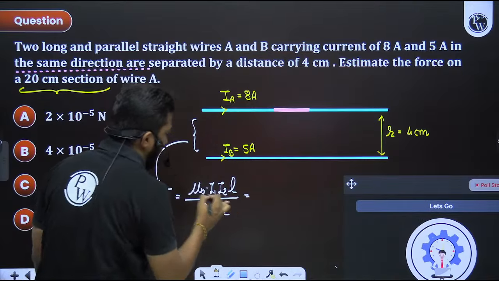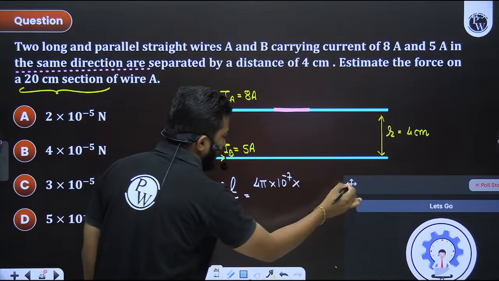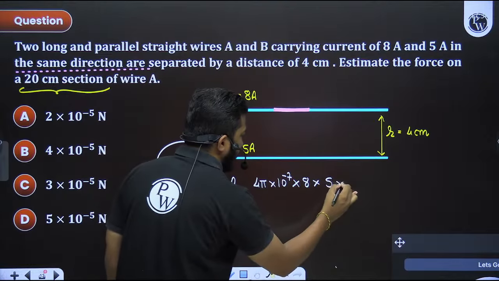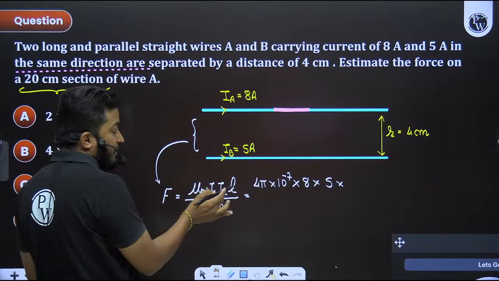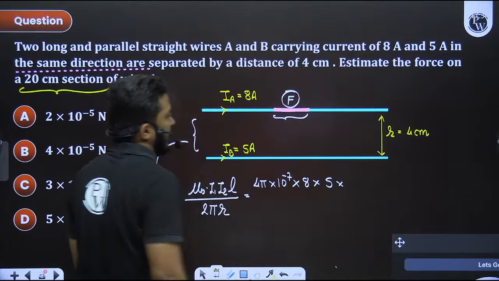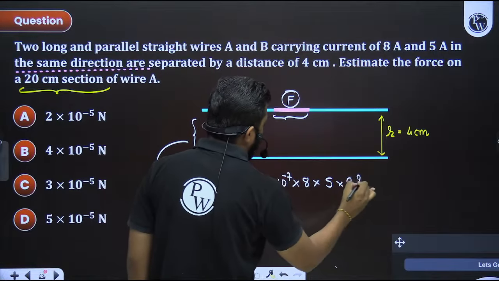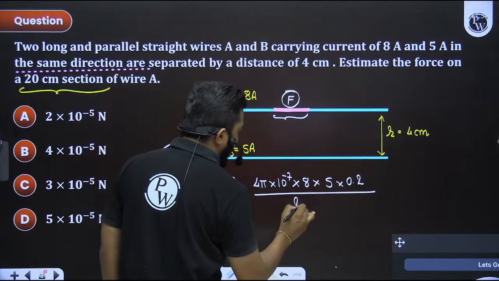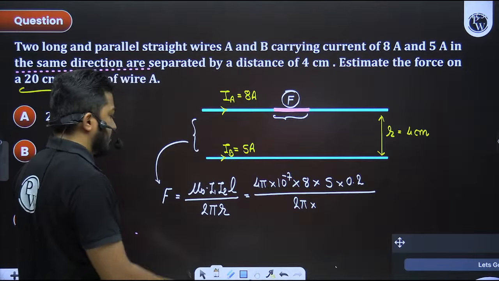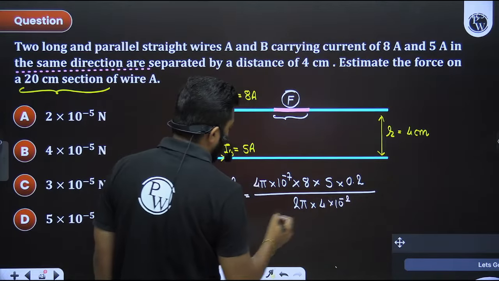Now just put down the values. The value of mu naught is equal to 4 pi into 10 raised to minus 7. The first wire has a current of 8 ampere. The other wire has a current of 5 ampere. Then the length, for which you are going to find your final force, is given as 20 centimeters, so you have to convert it into meters. So finally 0.2 meter divided by 2 pi, and r is the parallel distance between the two wires, which is 4 centimeters. So 4 into 10 raised to minus 2, converted into meters.